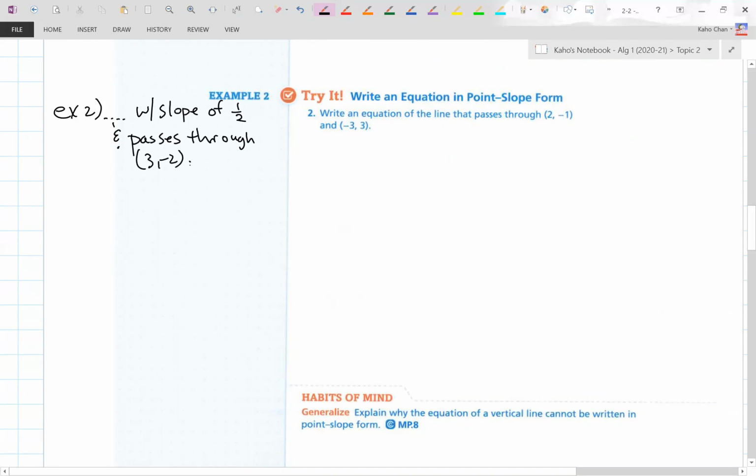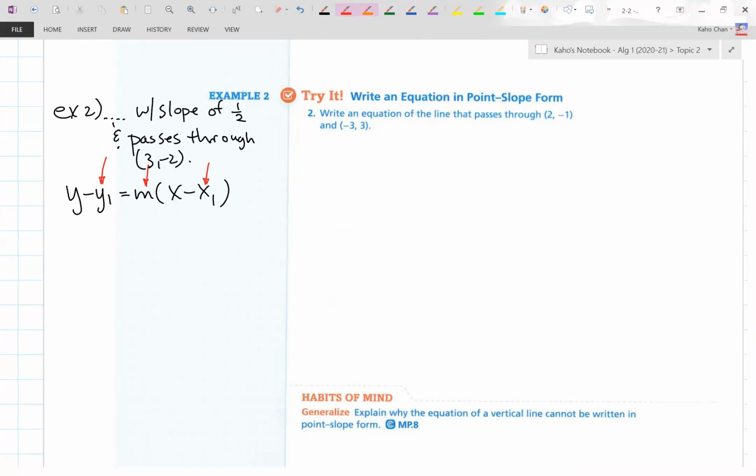Okay, great. Let's get the equation out: y - y1 = m(x - x1). Keep in mind we want to plug in and figure out m, x1, y1. Let's plug the information in. We have a slope of 1/2, and we have a random point (3, -2). That's your x1 and that's your y1. Plug that in.